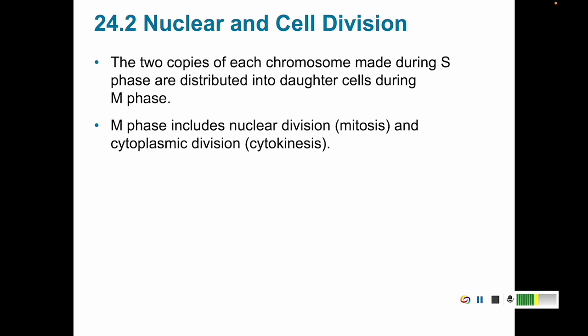So then following G1, the cell goes through S, copies its DNA, goes through G2, and then goes through mitosis. Those 2 copies of the chromosome that you made during the S phase are going to have to be distributed to those 2 daughter cells. Each daughter cell is going to need an accurate copy of the entire genome. So that is going to occur during M phase, which includes both nuclear division or mitosis and cytoplasmic division or cytokinesis.